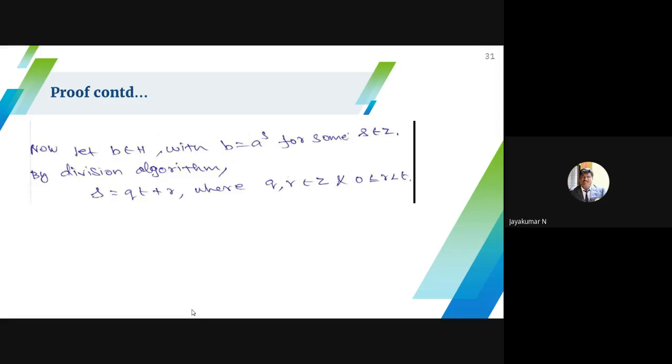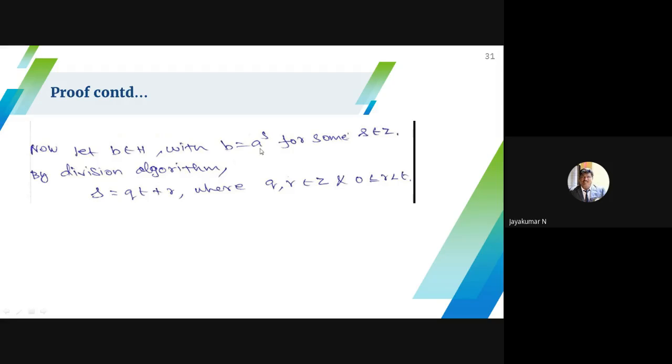So I can choose some other element in H randomly. I already told that each and every element in H is A power something, because it's an element of G also. So I take an element in H, say B, which has the form B equal to A power S for some S belongs to Z, because this is an element in G, since G is a cyclic group. So B is equal to A power S.